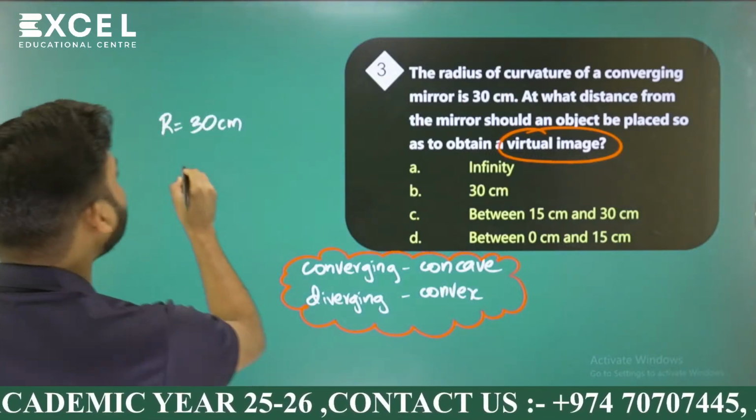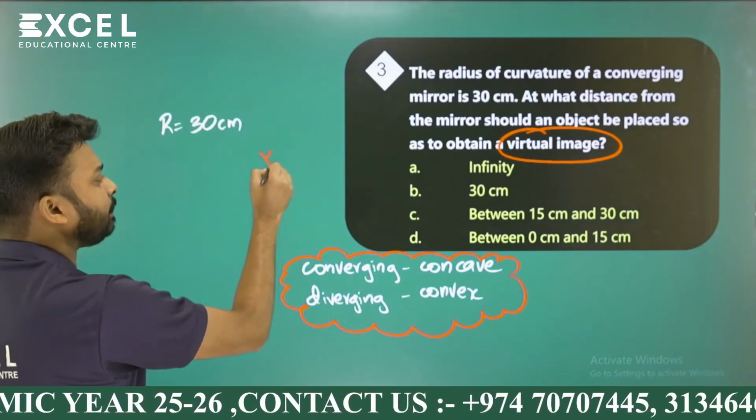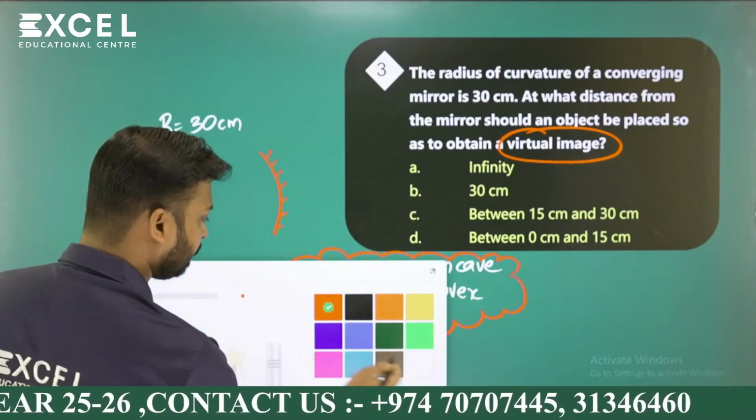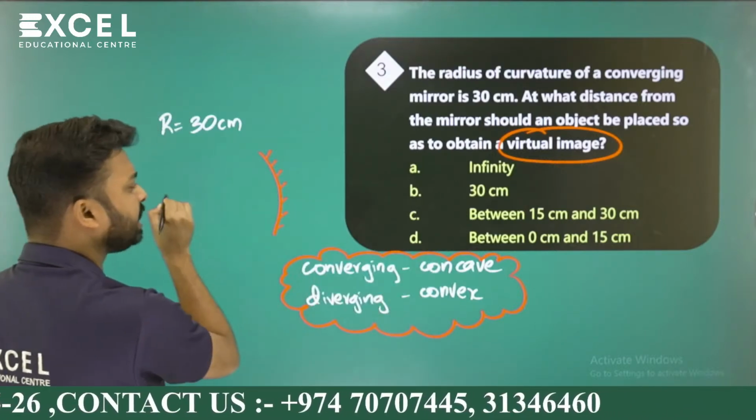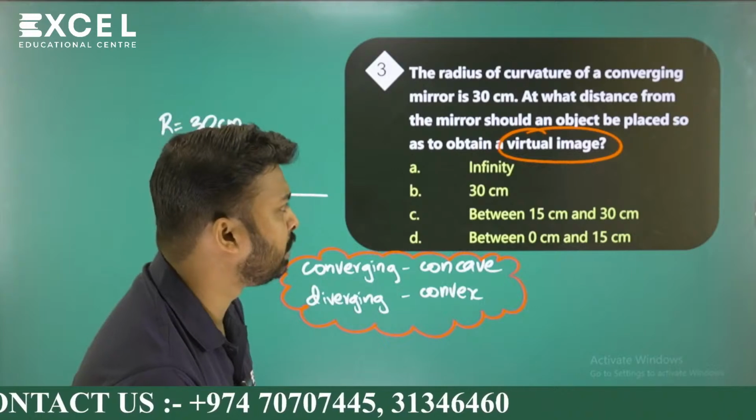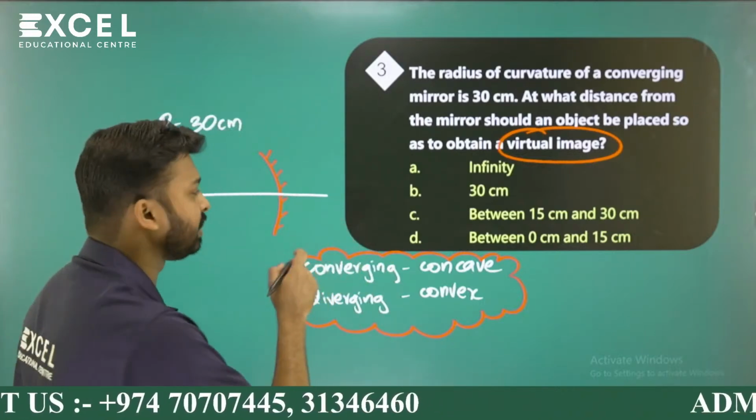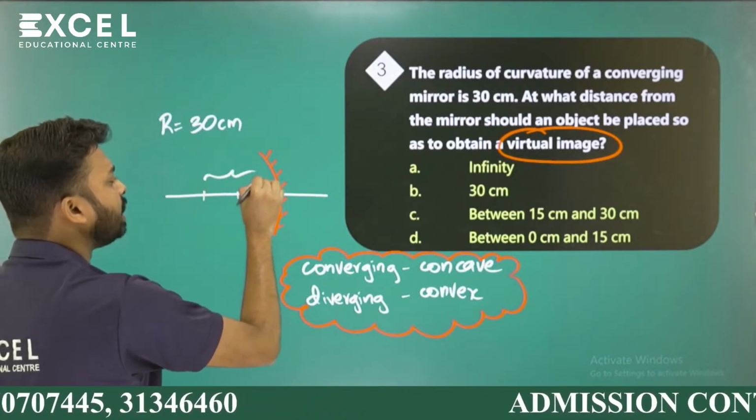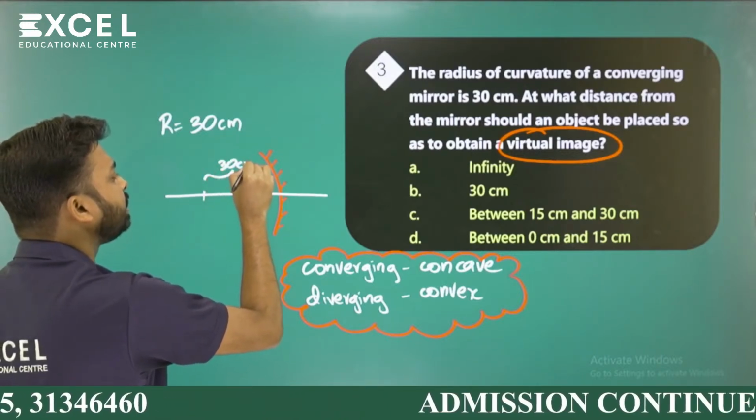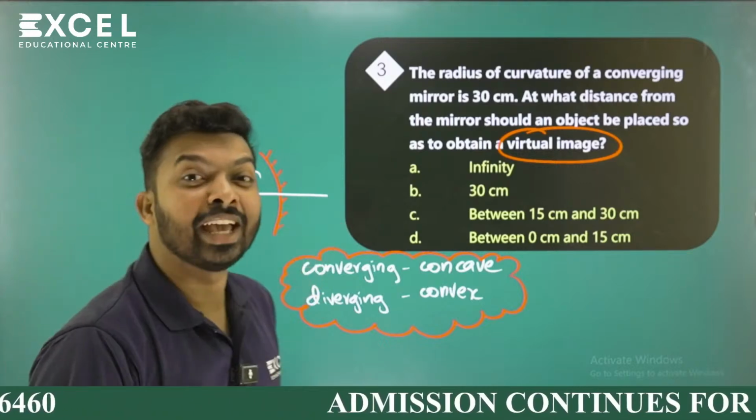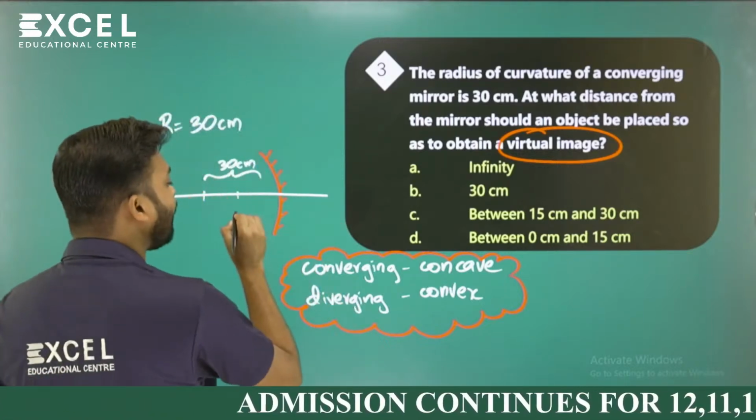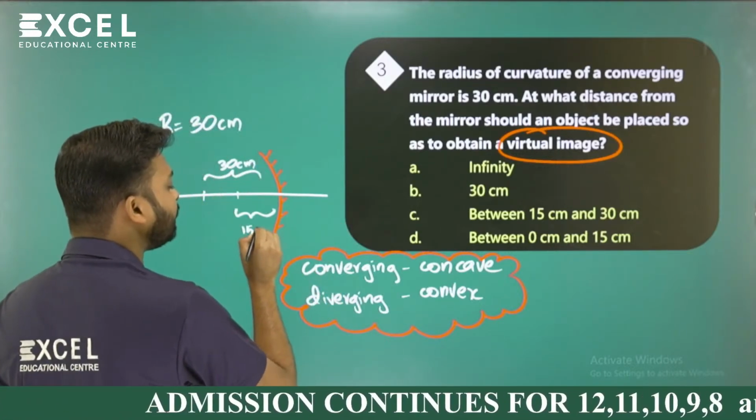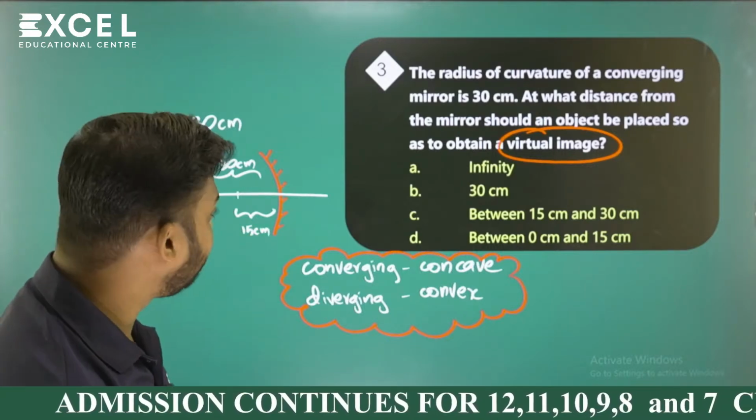So here R is equal to 30 centimeter. Okay, fine. Now let me draw simply. This is a 1 mark question. We don't have to go into too much detail, but still let me explain the concept along with that. So we know R is equal to 30, the radius of curvature is 30 centimeter. And obviously the focal length F will be half of it, which is 15 centimeter.